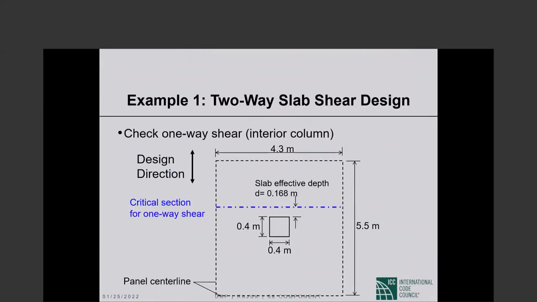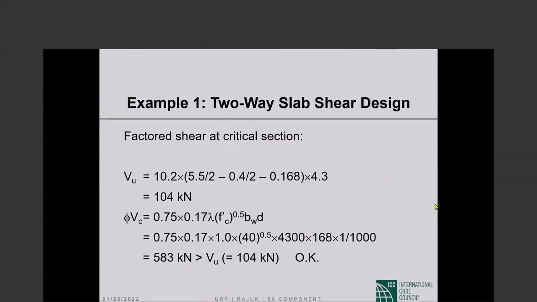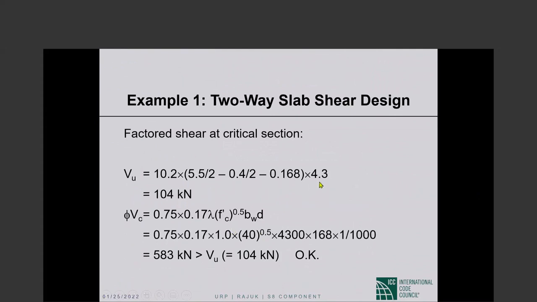Okay, so half the panel dimension would be from here to there. We took away half the column dimension and then that distance. It's pretty straightforward stuff. And the other dimension, the width of the panel, is 4.3. So we are looking at 104 kilonewtons of one-way shear at that critical section.